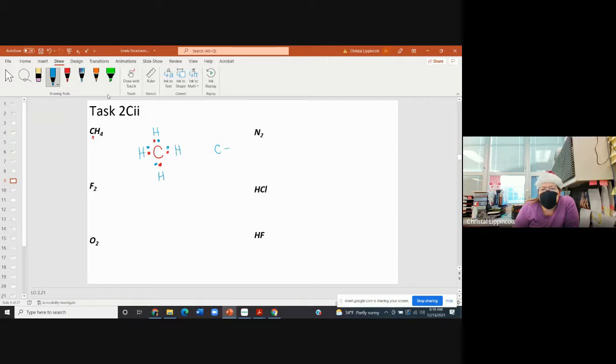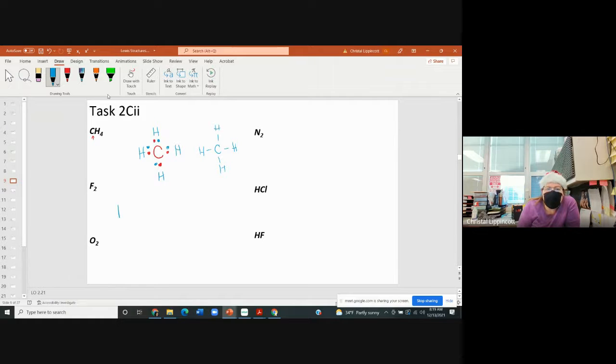Typically, you'll see this drawn like this without the dots. Each one of these lines represents 2 electrons. So 2, 4, 6, 8, and then your hydrogen is 2. All right, questions on that one?